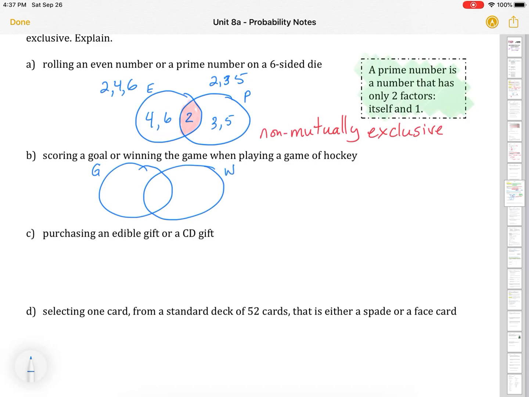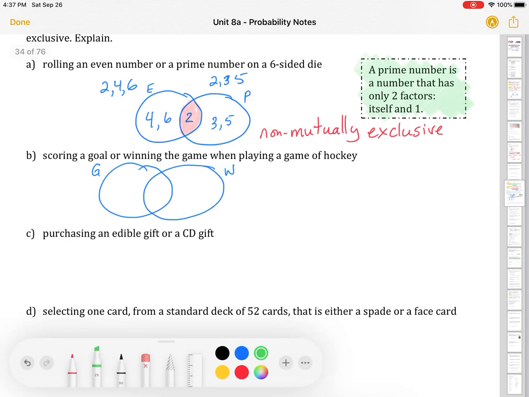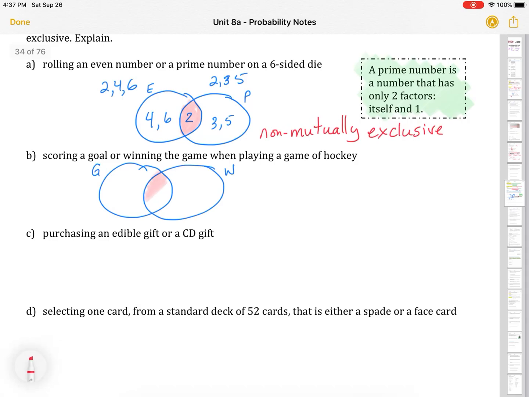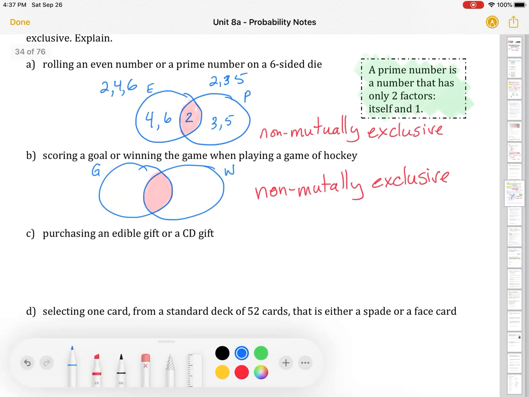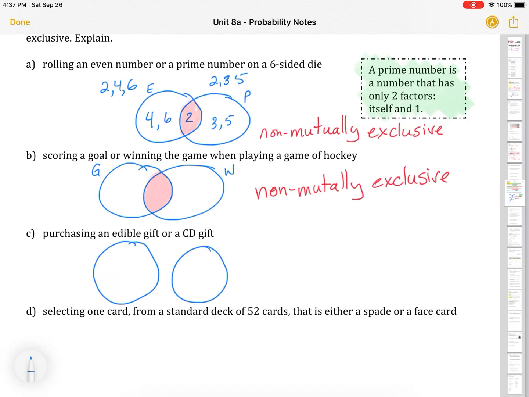Scoring a goal or winning a game when playing hockey. Now, there are times we score goals and times we win the game. And sometimes we score some goals and we don't win, and sometimes we score goals and we do win. Sometimes we win and we haven't scored a single goal. So there is overlap between these two sets. So this would make this be another example of a non-mutually exclusive event. Okay?